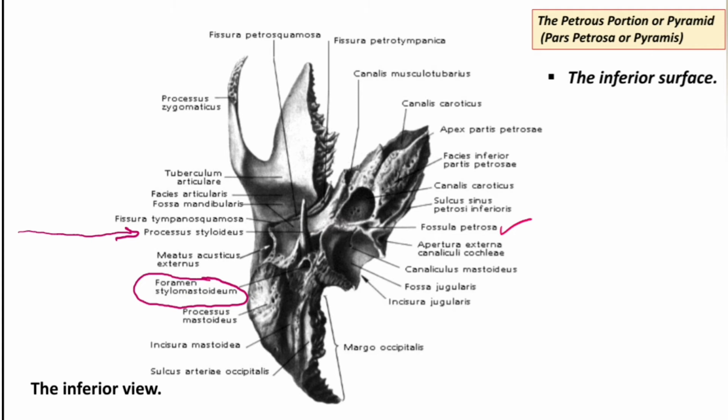On the inferior surface, there is the styloid process, which is very prominent, right? And then anteriorly, you can see the stylomastoid foramen, foramen stylomastoideum, right? That's where the facial nerve comes through, cranial nerve 7.